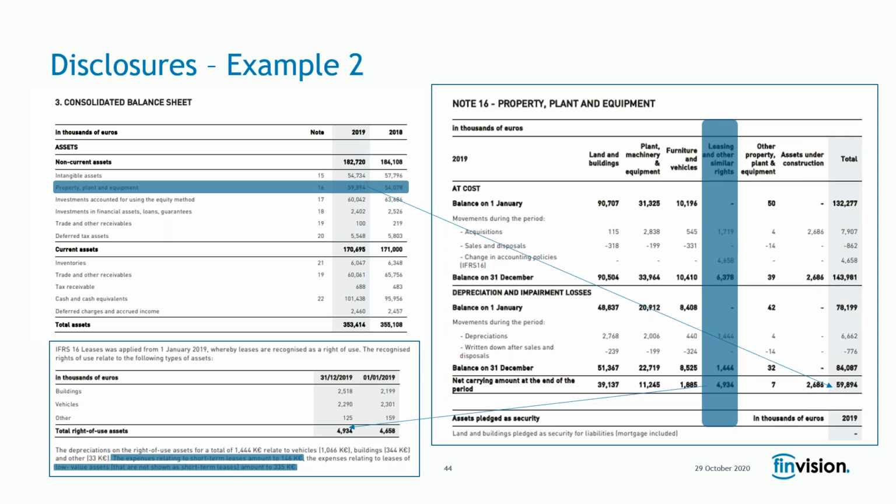So here at the left-hand side at the lower table, just below that, you see the expenses relating to short-term leases amount to 146k euro, and also for the low-value assets.